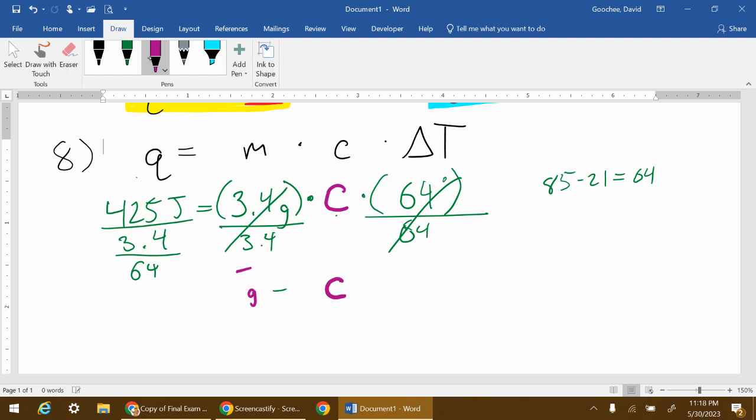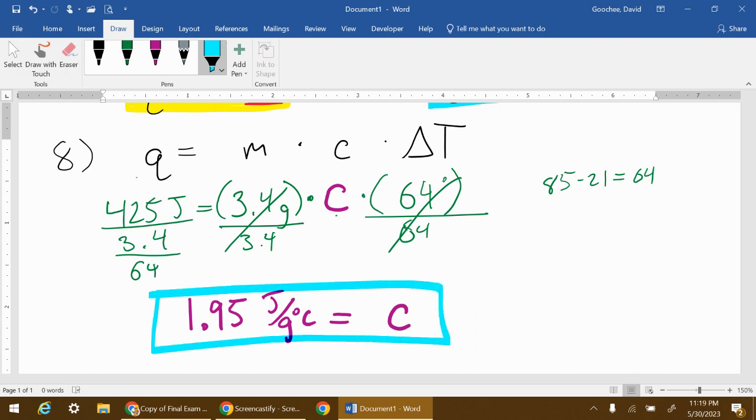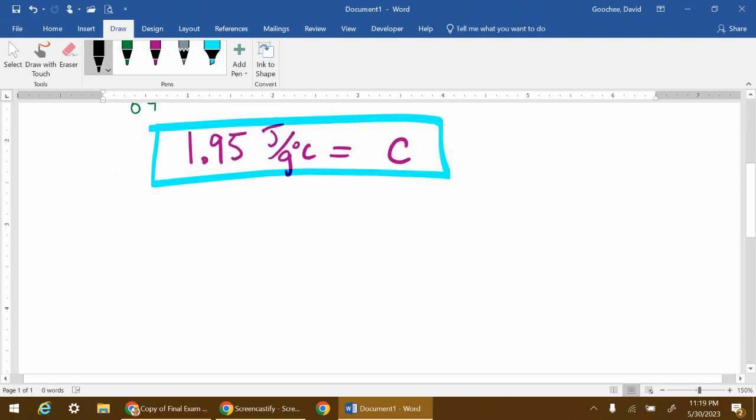Let me write this a little bit neater here. The specific heat, C, is equal to 1.95 joules per gram degrees Celsius. Now that is the unit for specific heat. The way you can think of it is in terms of words. For olive oil here, it takes 1.95 joules to raise a gram of this oil by a degree Celsius. So that is the specific heat. All right, very good. On to the next one.